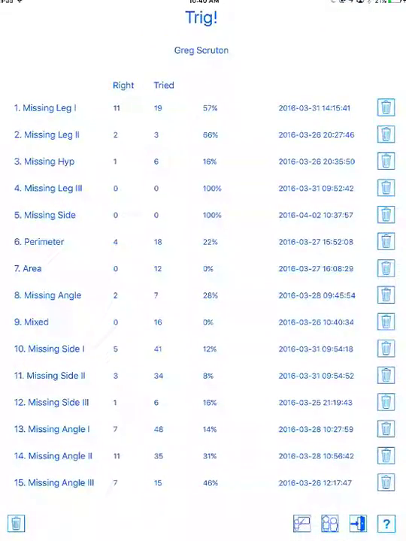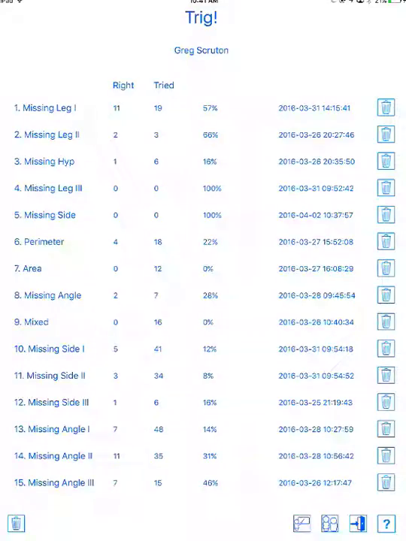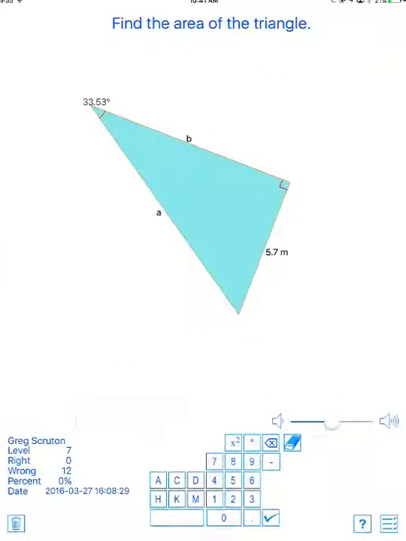Level 5 is going to be a mix of level 1, 2, 3, and 4. This time you're being asked to find a missing side, but you don't know what ratio to use. Level 6, perimeter. So you're given one side, you have to find the other 2, and you're going to add them all up and find the perimeter. So you're going to have to use 1 or 2 different trig ratios. On level 7, you're being asked to find the area. And sometimes, like here, I'm given here, I'm just going to rotate this.